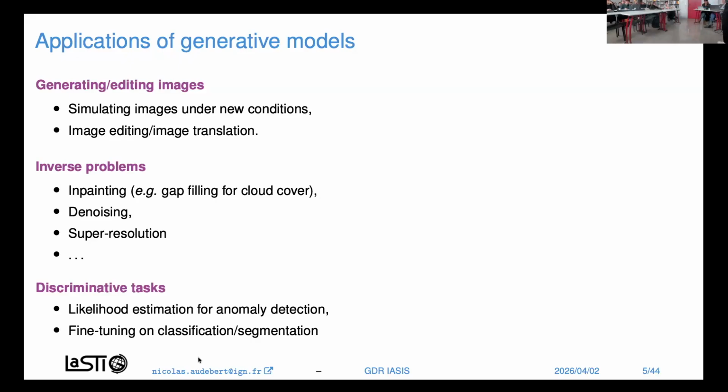But you can also do a lot of inverse problems, which is something that we're often facing in remote sensing. So if you want to remove the clouds, you are doing in-painting or gap filling. If you want to denoise your data because you have atmospheric noise, if you want to do super resolution, and as I said at the beginning, you can also turn your generative models into classifiers. Especially something that I find very interesting is to use generative models as a way to perform anomaly detection.